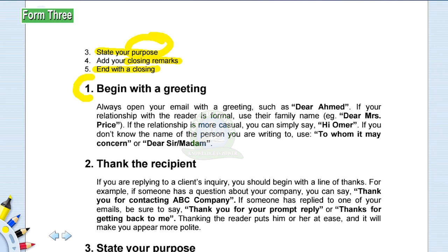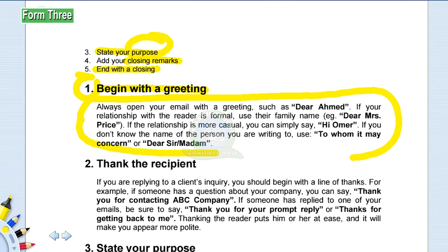Number one, starting with greetings. Okay, you start with what? Greetings. Let's read this part, all of us, to understand what I mean by greetings. Let's read this highlighted part. Always open your email with greetings, such as what?